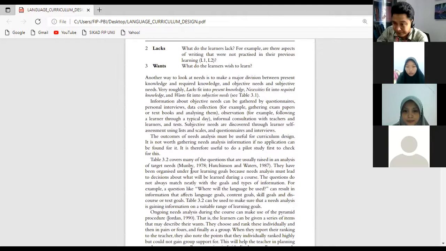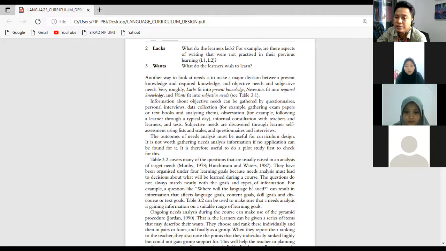And then next, table 3.2 covers many of the questions that are usually raised in an analysis of target needs. They have been organized under 4 learning goals because needs analysis must lead to decisions about what will be learned during a course or language program. The questions do not always match neatly with the goals and type of information. For example, a question like where will the language be used? can result in information that affects language goals, content goals, skill goals, discourse, or text goals.